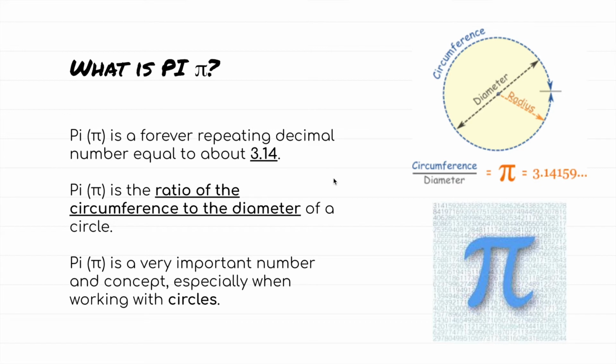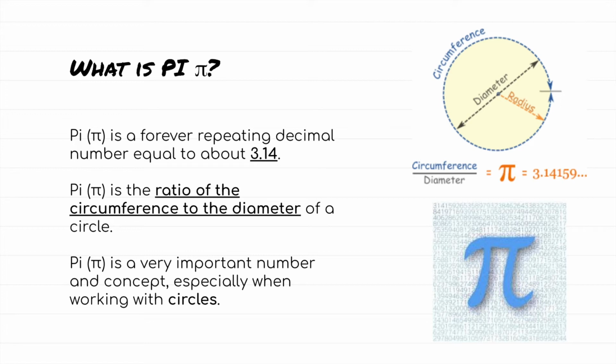So pi is a very important concept, especially when you get into higher level math and when you're dealing with circles. It's a forever repeating decimal number that is equal to about 3.14, and it's the relationship of circumference to the diameter. So this is basically saying that no matter how big or small a circle gets, when you take the circumference of the circle and divide it by the diameter, you're always going to get 3.14, which is pi.